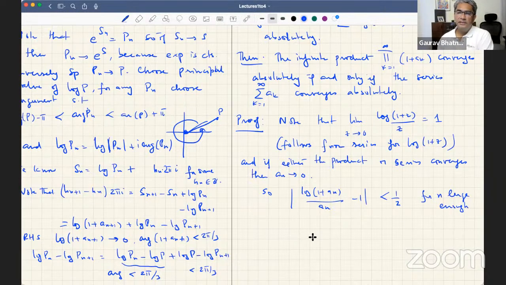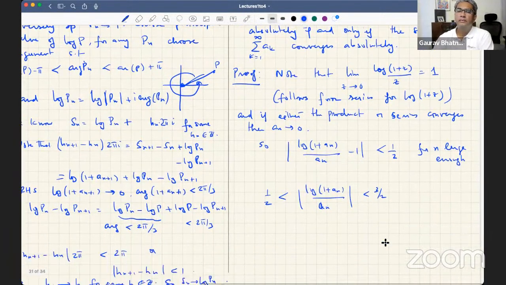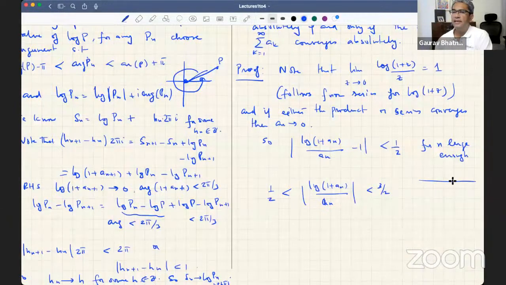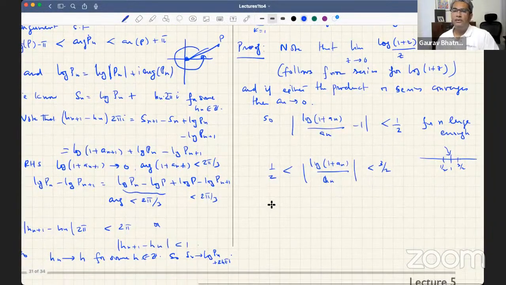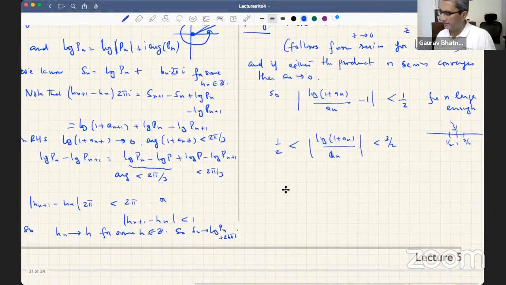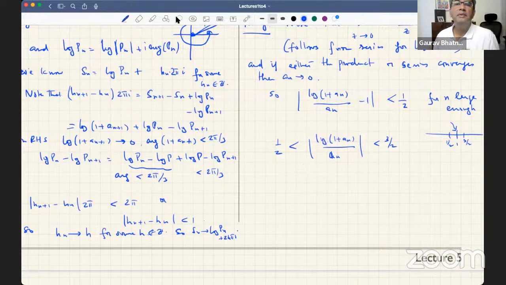And this means that log of 1 plus a_n over a_n is between, let's say, half and 3/2. So this is just saying that here is 1, and take epsilon equal to 1/2. It's over here, this cap. And now it's easy to see that.